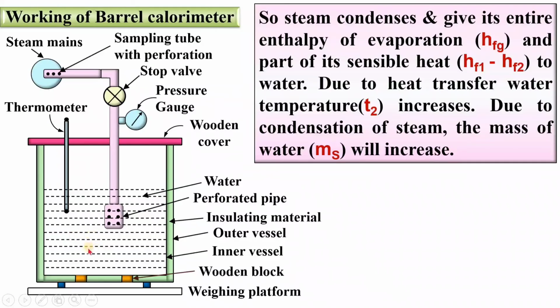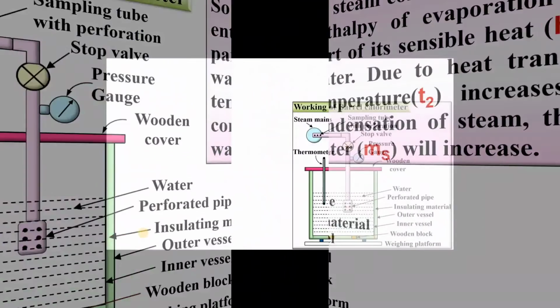Due to the condensation of the steam, the mass of this water will increase, and that is once again measured with the help of the weighing platform. So initially the mass of the water is measured with the help of the weighing platform, and now once again the total mass is measured with the help of the weighing platform. From the total mass, if you subtract the mass of the water, then you will get the mass of the steam that is actually condensed over here.